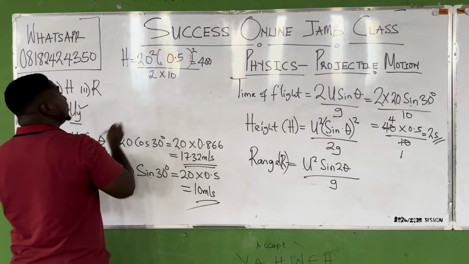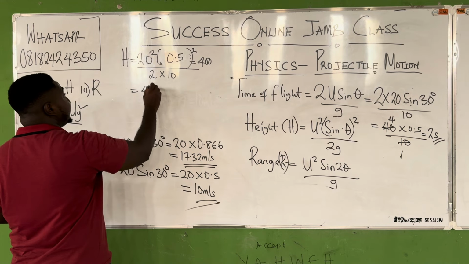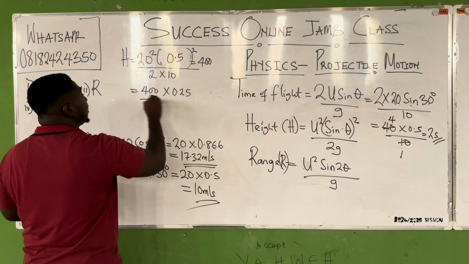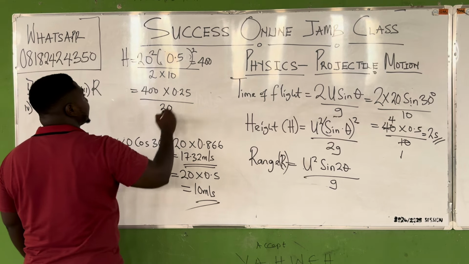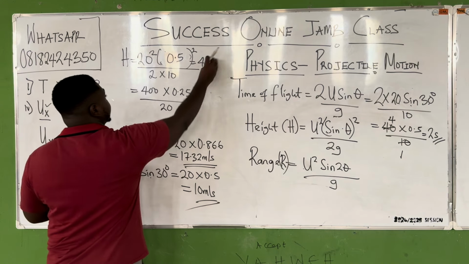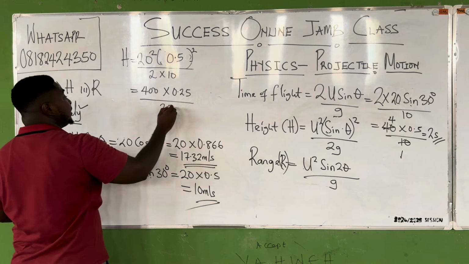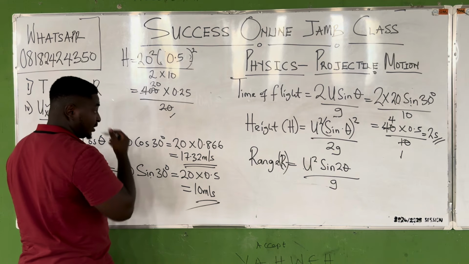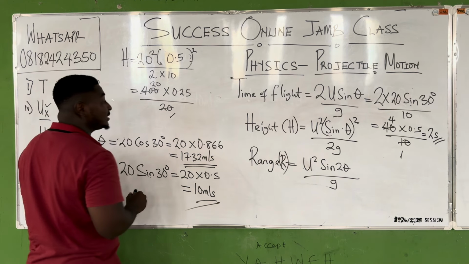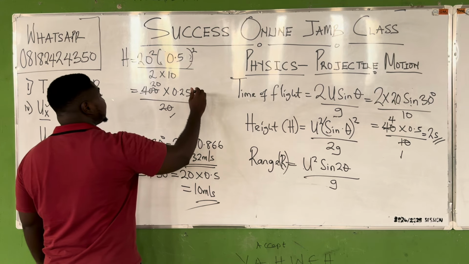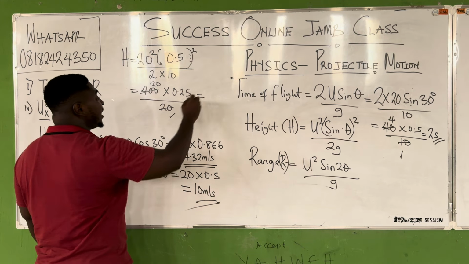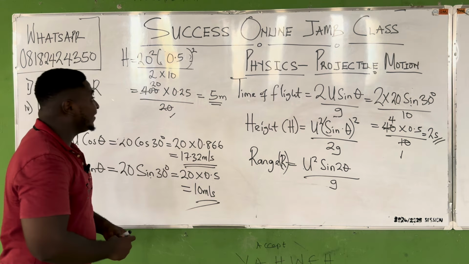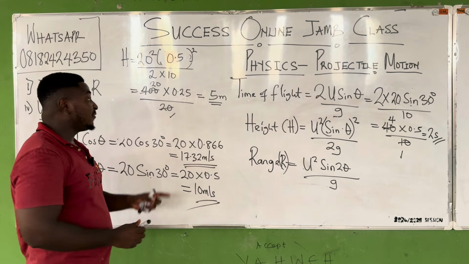So 20 squared is 400. 0.5 squared is 0.25, all over 2 times 10, which is 20. Now 20 can go here 1, 20 can go here 20, because 20 times 20 is 400. So 20 multiplied by 0.25 is 5 meters. And we've gotten our maximum height.